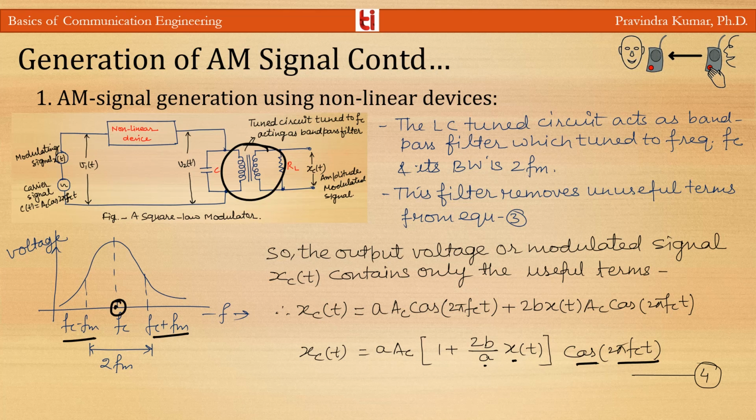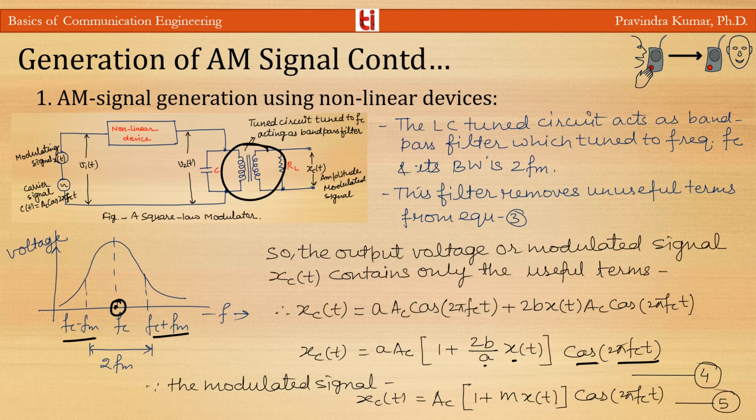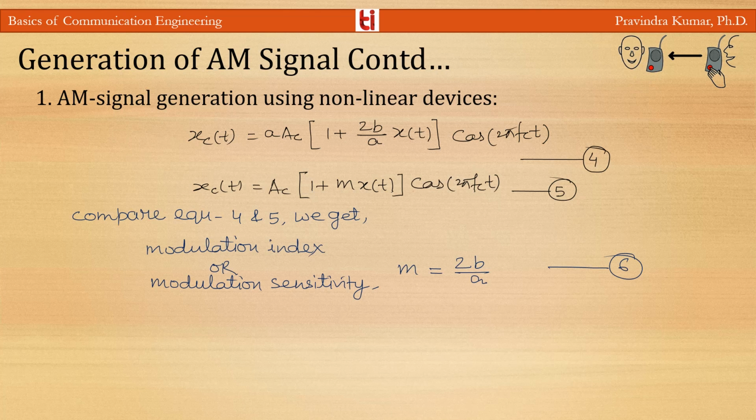So, the modulated signal from the previous lectures, we know modulated signal x(t) is A_c(1 + m x(t)) cos 2πf_c t. This equation fifth, the reference equation for the AM signal, is equivalent to equation fourth, which we derived from the square law modulator. After comparing these two equations, we have the modulation index or modulation sensitivity m equal to 2b by a. And from equations fourth and fifth, we can say that the square law modulator produces an AM signal. So this is AM signal generation using a non-linear device.